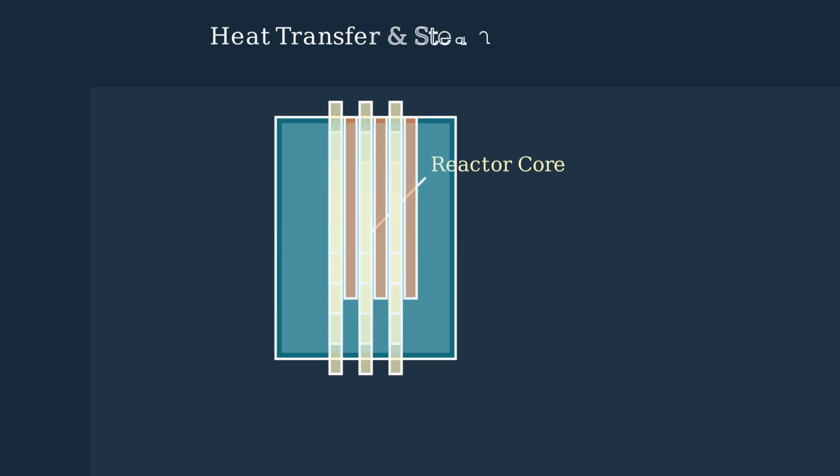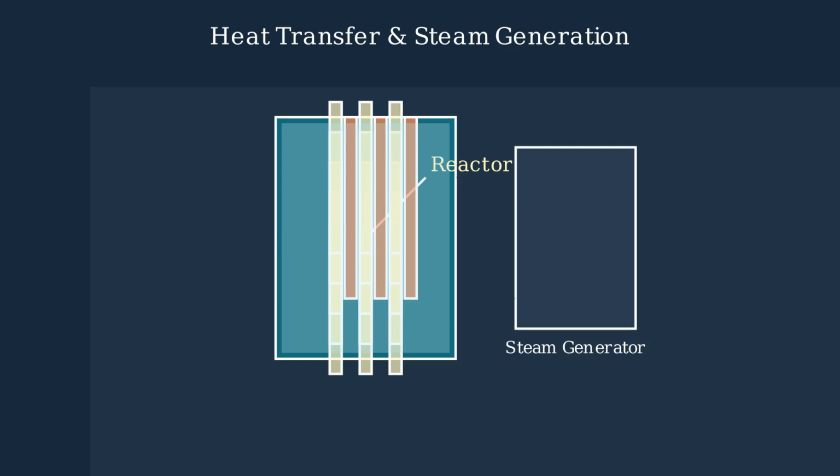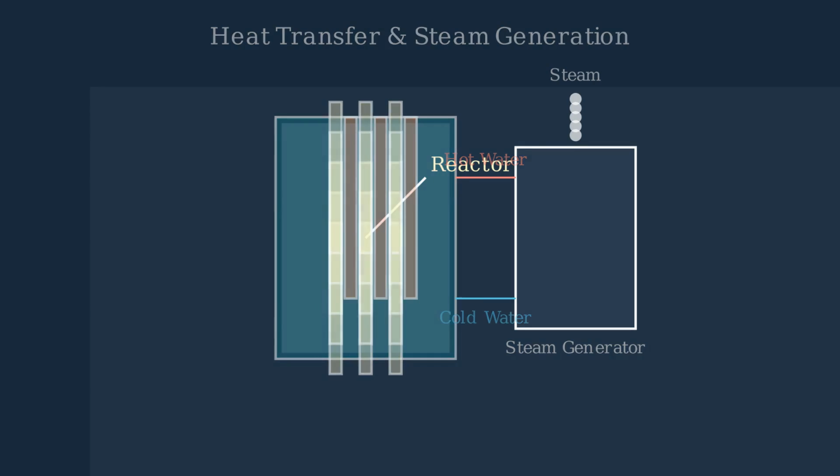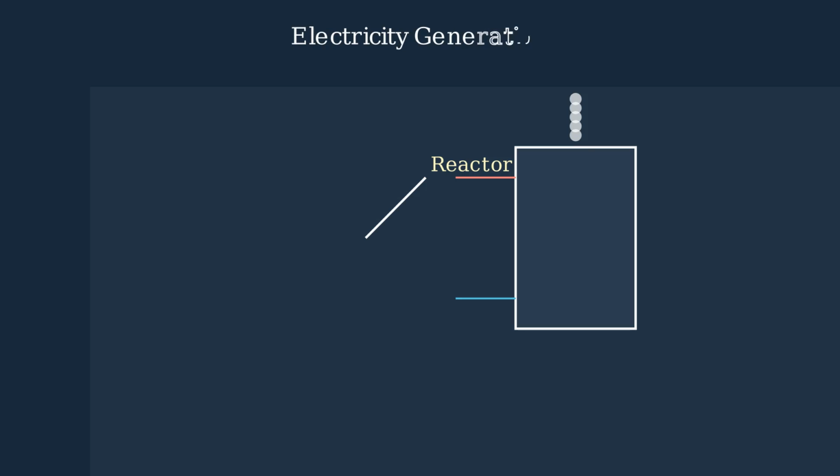The heat generated by nuclear fission is transferred to water in a closed primary loop. This hot water then flows to a steam generator, where it heats water in a separate secondary loop, creating steam without mixing the water circuits. The steam drives turbines connected to generators, converting thermal energy to mechanical energy and then to electrical energy. The high-pressure steam turns the turbine blades, spinning a shaft connected to the generator.